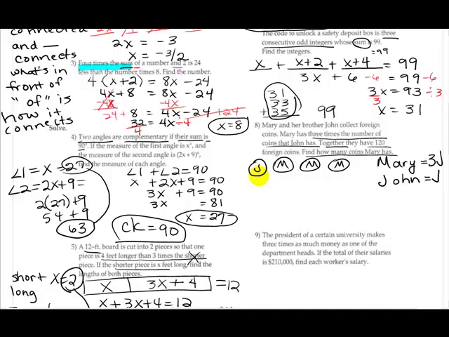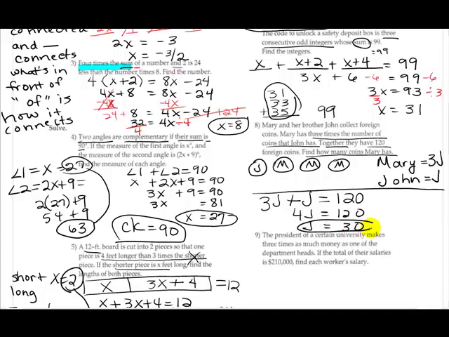Let's write an equation. It says together. When we put things together, we add. We're going to take Mary's coins and John's coins, and we're going to add them together to get 120. Combine like terms. Divide by the 4. And John has 30. The question doesn't ask about John. It asks about Mary.